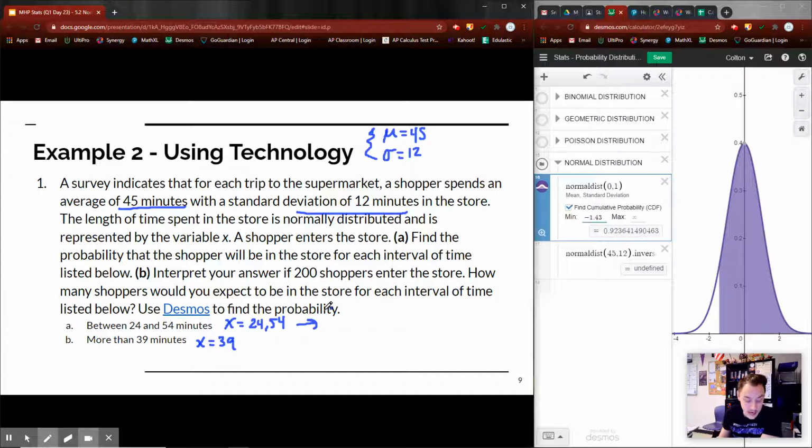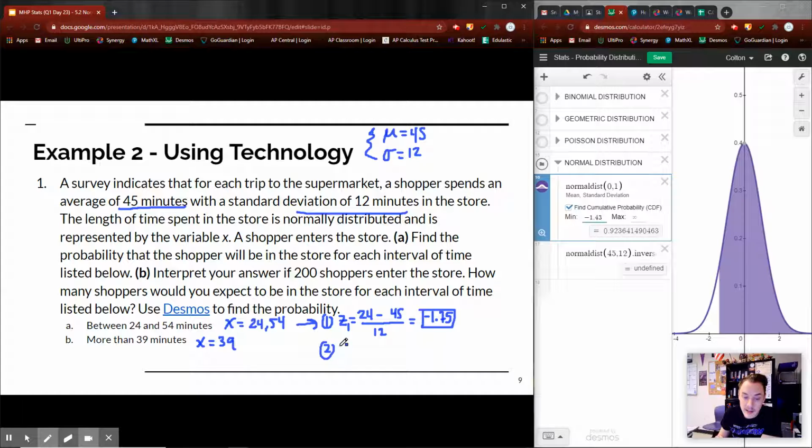What this means is after I change it into a z-score, and that's my first step, I'm going to take those z's and try to find the probability in between those z-scores. So my first z, let's just call it z1. I'm going to use 24, so it's going to be 24 minus my mean, which is 45, all over my standard deviation, which is 12. When I simplify this, it's going to be negative 1.75. So that's my first z-score, okay?